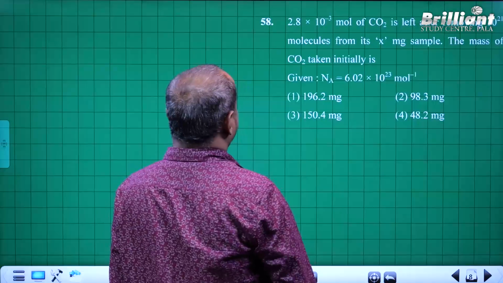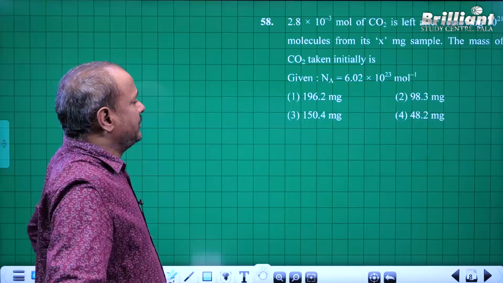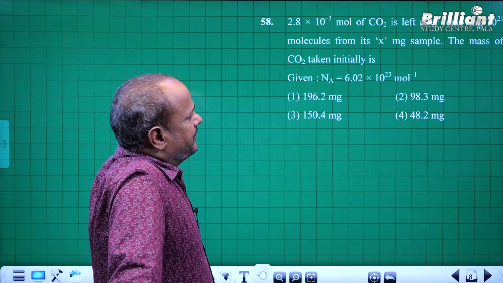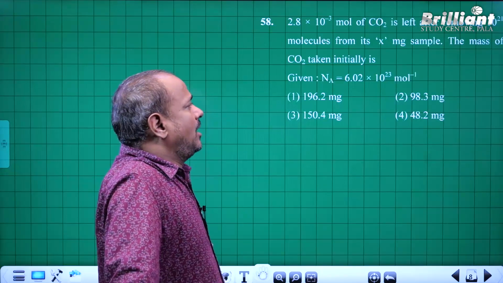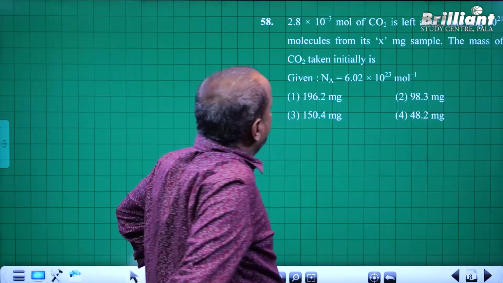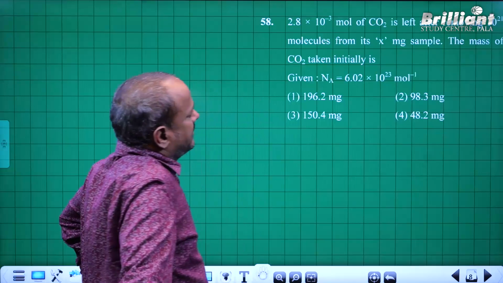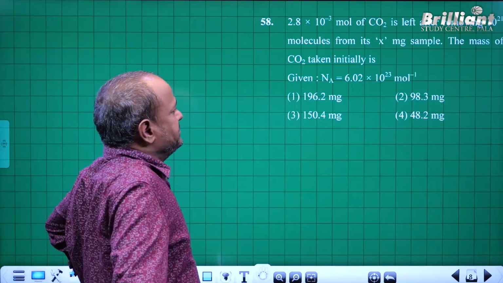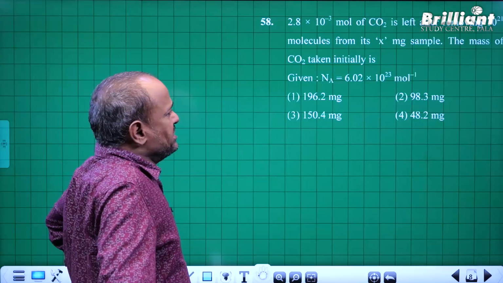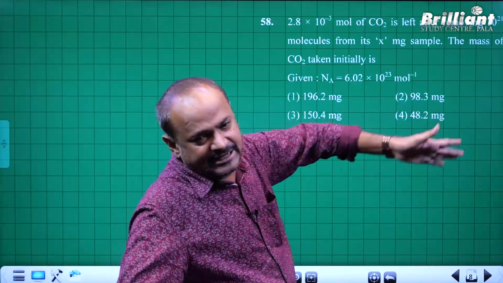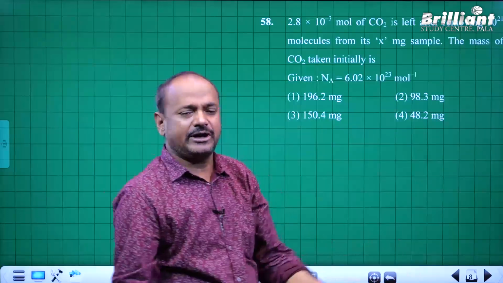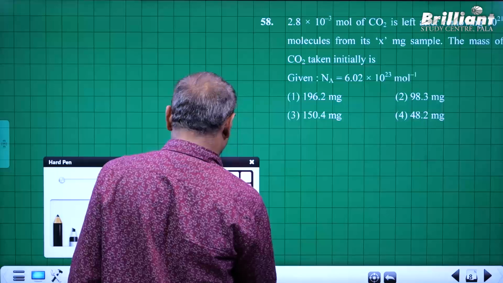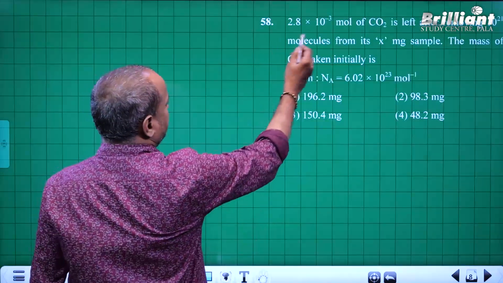Right? Next: 2.8 into 10 raised to minus 3 moles of carbon dioxide is left remaining after removal of 10 raised to 21 molecules from X milligrams of the source. The mass of the CO2 taken initially: that means the removed amount plus the balance amount is equal to the initial amount. This model question is also in our material. Same type of question. First we convert into mass.